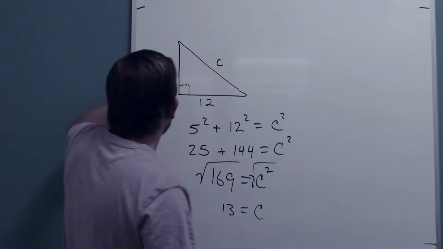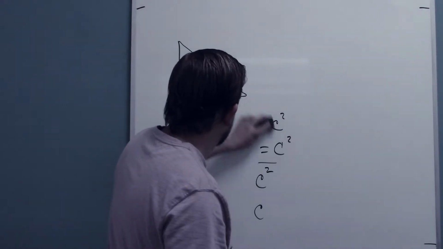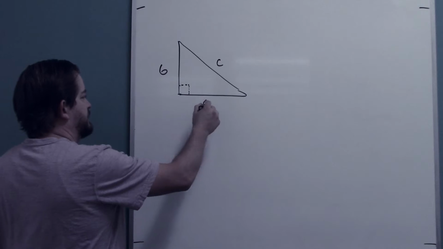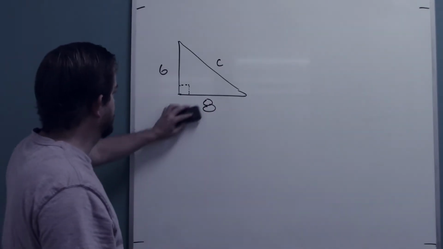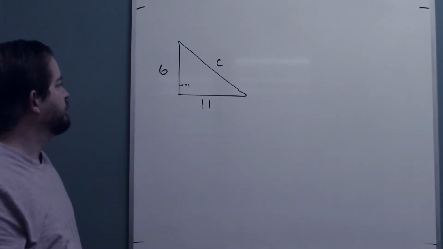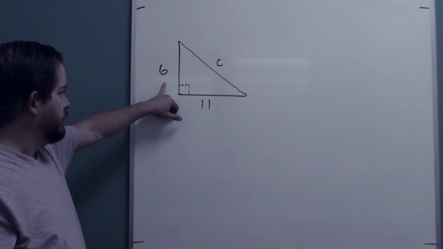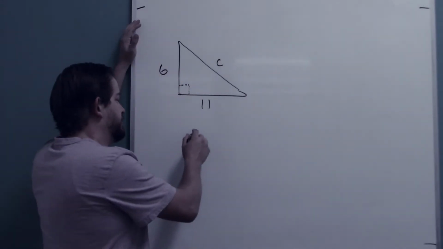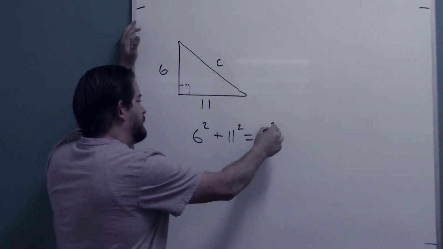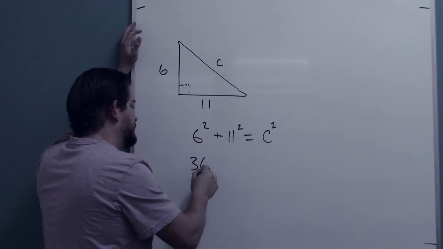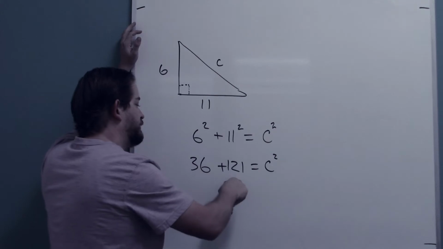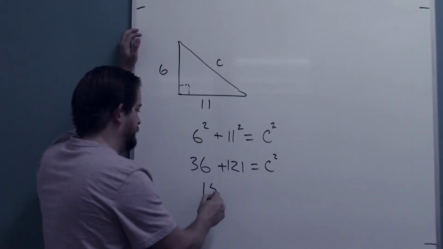Let's just grab some numbers. Let's say that's 6 and this is 8, right? Just kidding, that one's going to work. Let's say this one's 10, 11, I don't know, it doesn't matter. If that's 6, that's 11, and I don't know the hypotenuse, that means that 6 squared plus 11 squared is c squared. 6 squared is 36. 11 squared is 121. If I add these things together, I get 157.